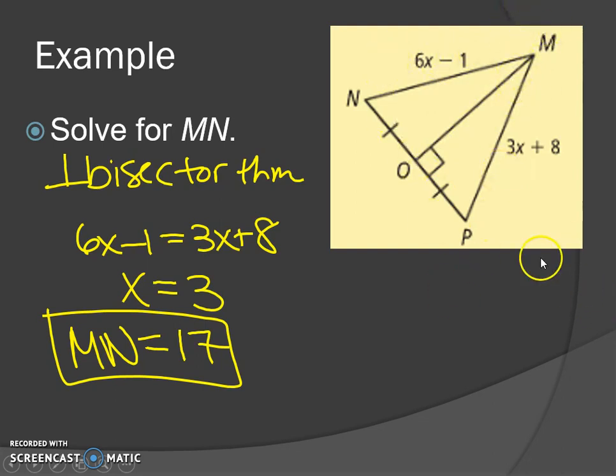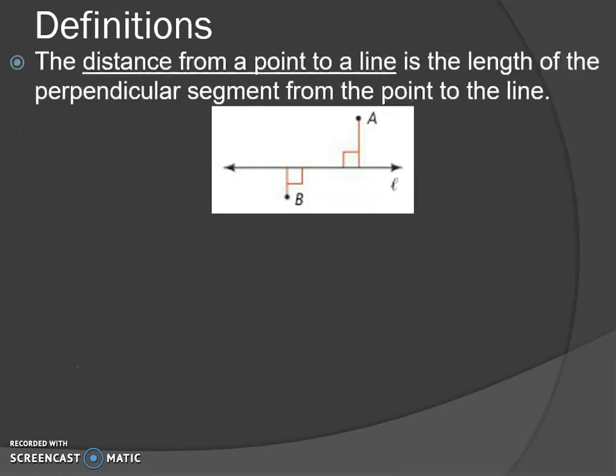This whole big triangle is an isosceles triangle. Isosceles, okay? Alright, so let's look at this. Definition of distance from a point to a line. So this is a different one now.